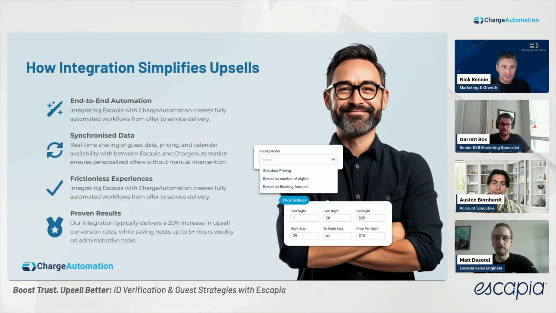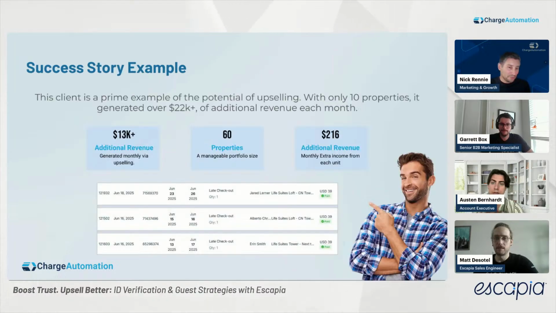Yeah, beautiful. All right. Well, I've got to talk about a success story. This is one of the ones we bring up in every live session, but it just emphasizes the point and why upsells are so important. This is Live Suites, and essentially they have 60 properties. Live Suites generates $13,000 of additional revenue with their upsells alone.